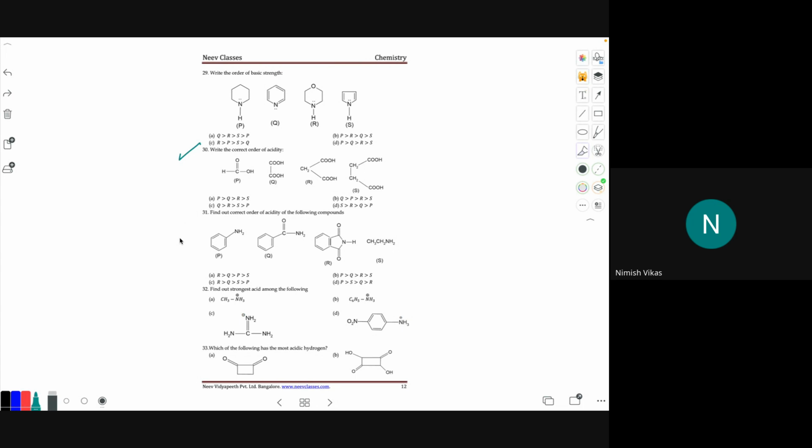Try the 31. You have to remove an H plus. Wherever you find it is the most acidic, and then compare its stability.